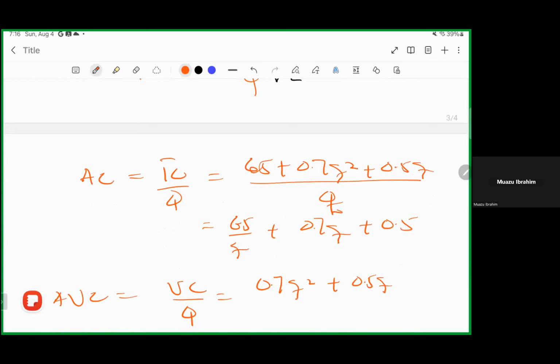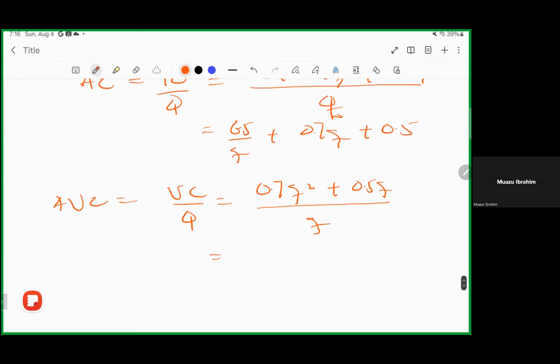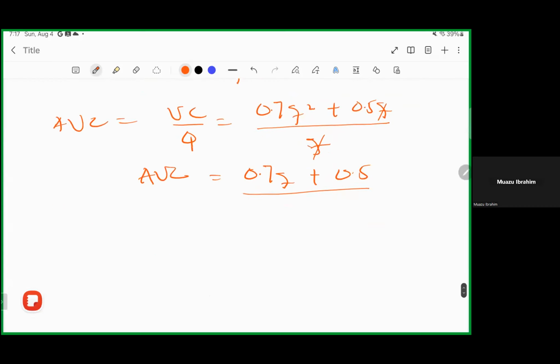And we are looking at average variable cost. So you just divide here by Q. So what can you find? Here will be 0.7 Q plus, here will give you 0.5. This Q will cancel this Q, and this Q will cancel, leaving 1. So you will find that here will be our average variable cost. What about average total cost?